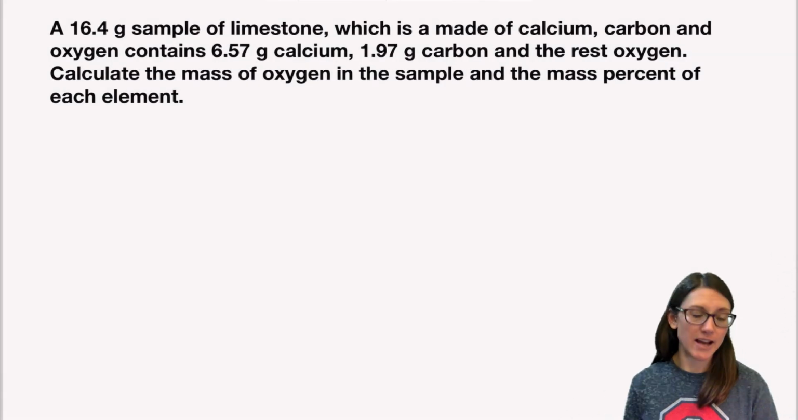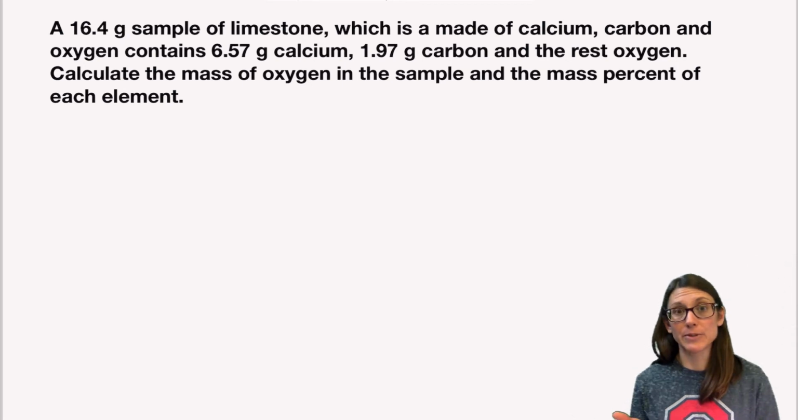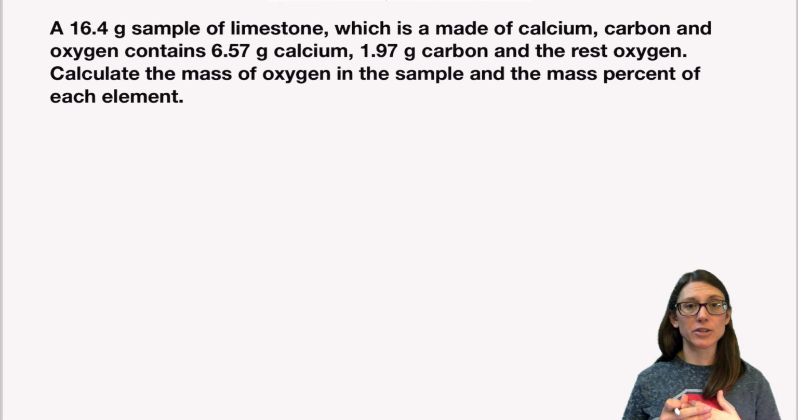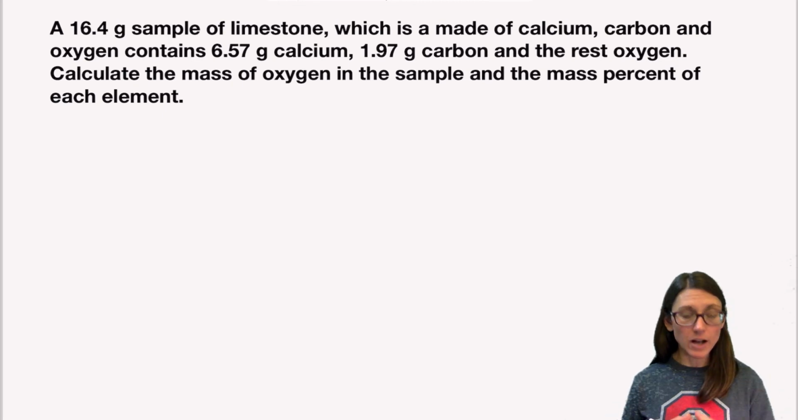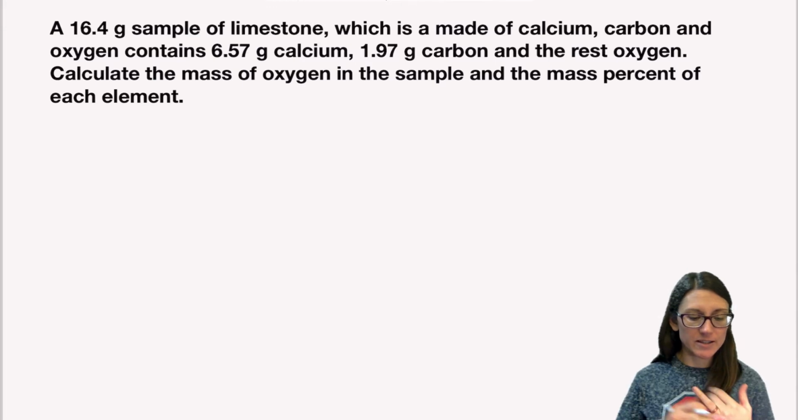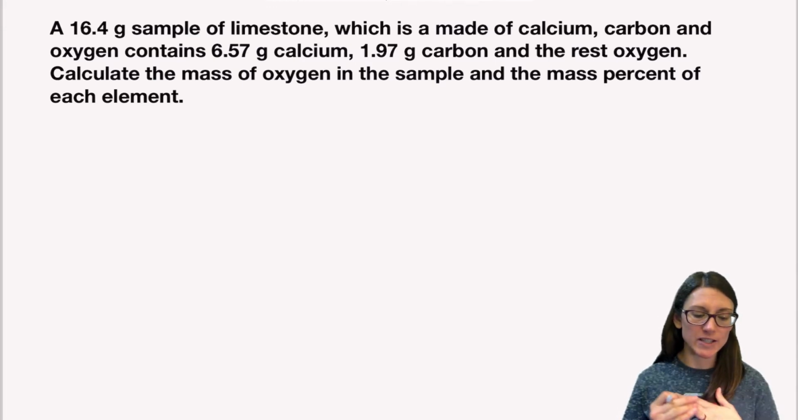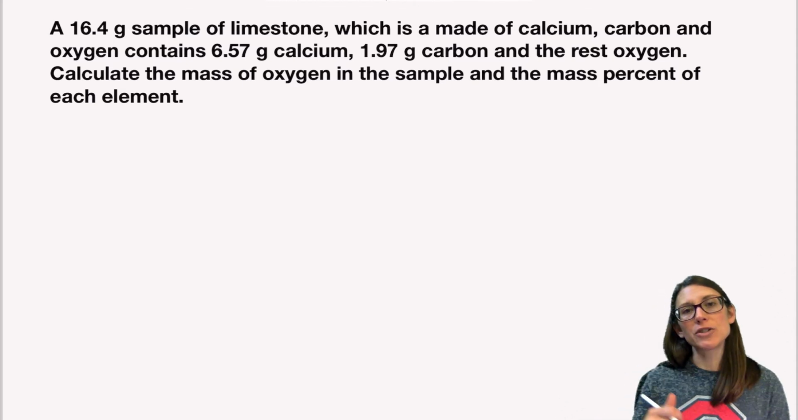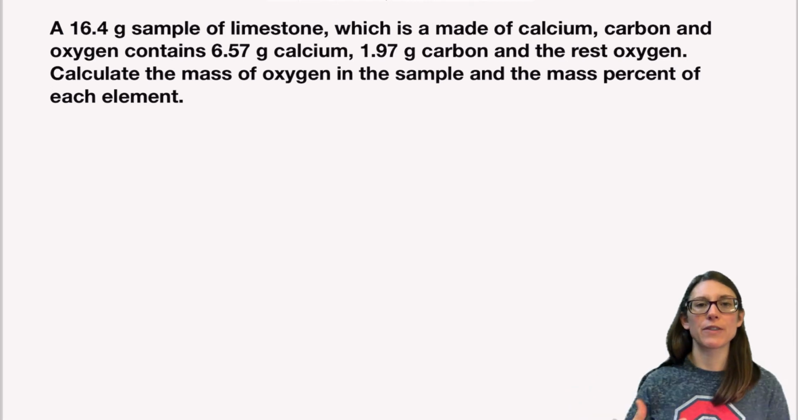So in this case, I have 16.4 grams of limestone, so the rock. Limestone is made of calcium, carbon, and oxygen, and in this particular rock, actually in all limestone, you've got, in 16.4 grams of that limestone, you've got 6.57 grams of calcium, 1.97 grams of carbon, and everything else is oxygen. And our question here is to calculate the mass percent of the oxygen.